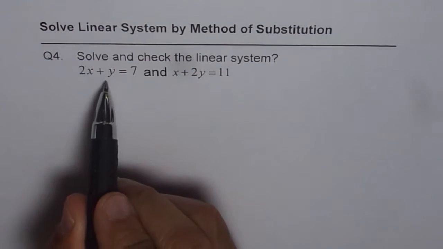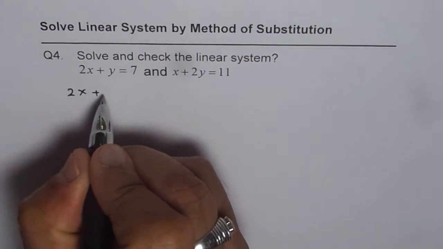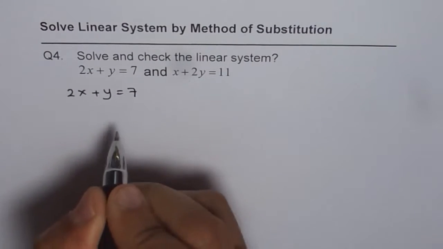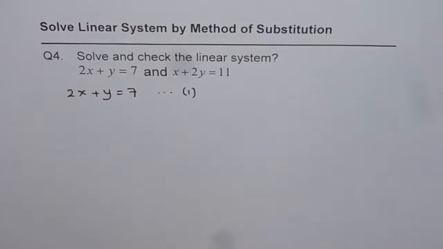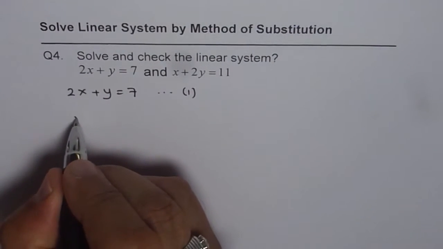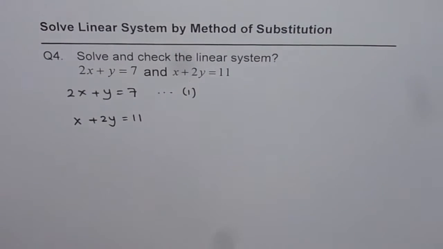So basically we are given two equations. The first one is 2x plus y equals 7. So let me write this as equation number 1. It's a good practice to label your equations. And the second one is x plus 2y equals 11. Okay, so these are the two equations.